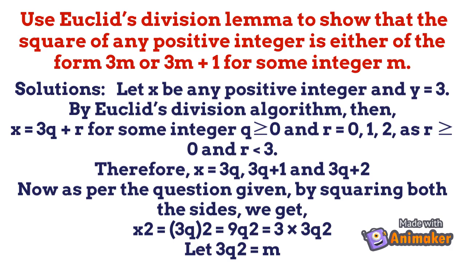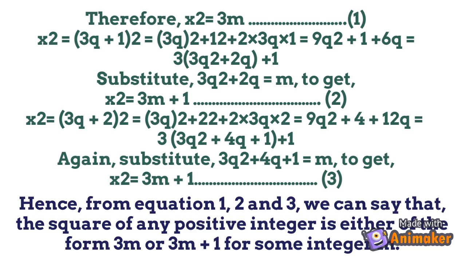Now, as per the question given, by squaring both sides, we get x square equals 3q whole square, and that is 9q square. And we will take out the common factor, and the common factor from here is 3. And 3q square we will take as m. Okay, then after putting it behind 3, we will easily get 3m, right? Hence the equation is proved that x square equals 3m for our first equation.